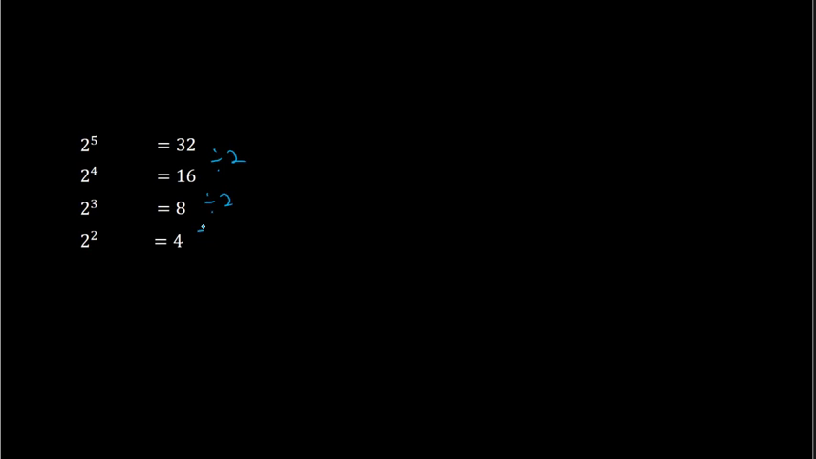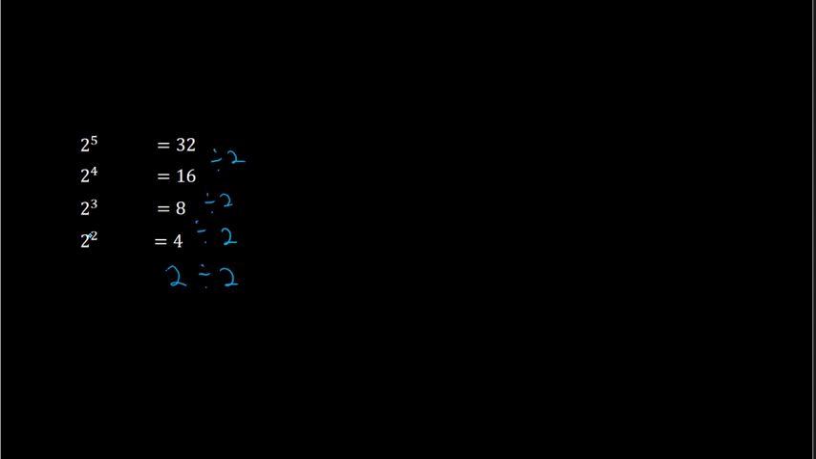Right? 32 divided by 2 is 16. 16 divided by 2 is 8. 8 divided by 2 is 4. So keeping the pattern going, if we divide by 2 again, 4 divided by 2 would be 2 on the right side. That would be a 2.